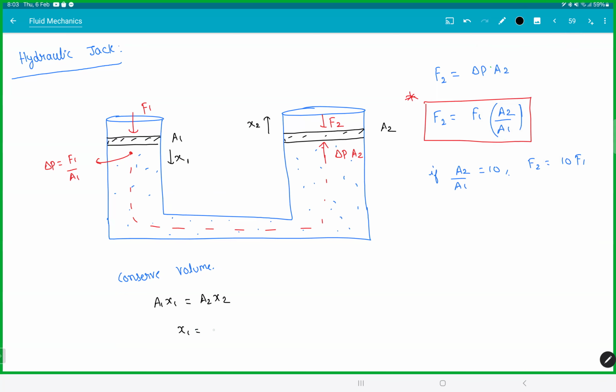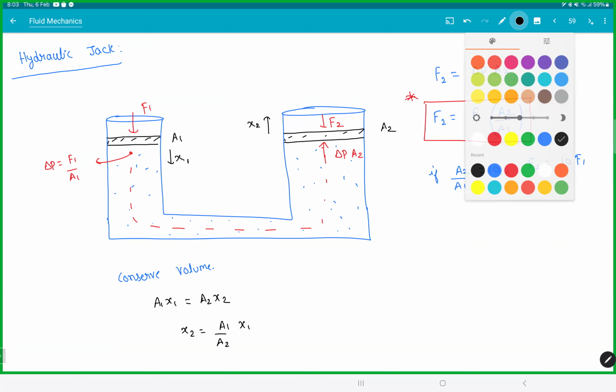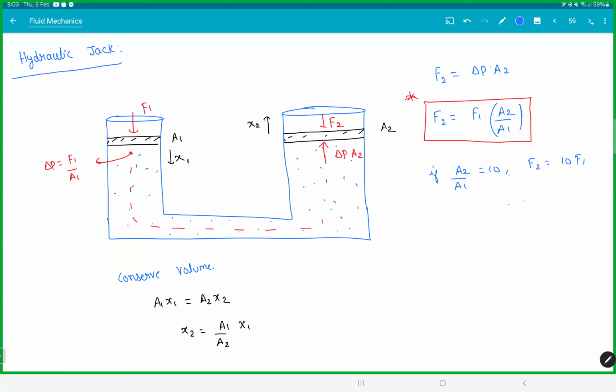So x2 will be A1 by A2 times x1. That means x2 will be x1 by 10. So if that thing moves 1 meter, you only move 10 centimeters. You get 10 times force, but your displacement becomes 1/10.